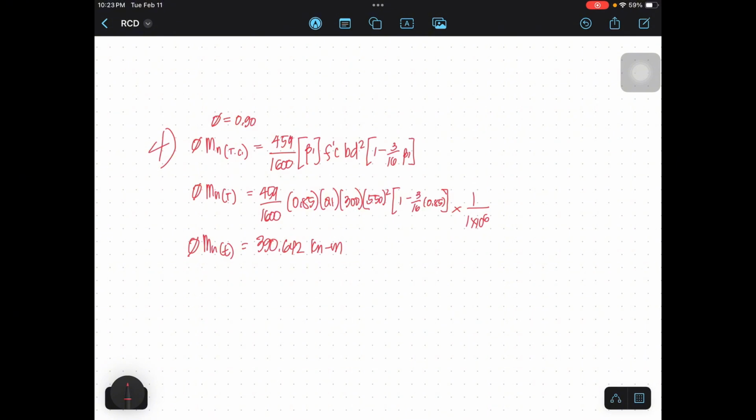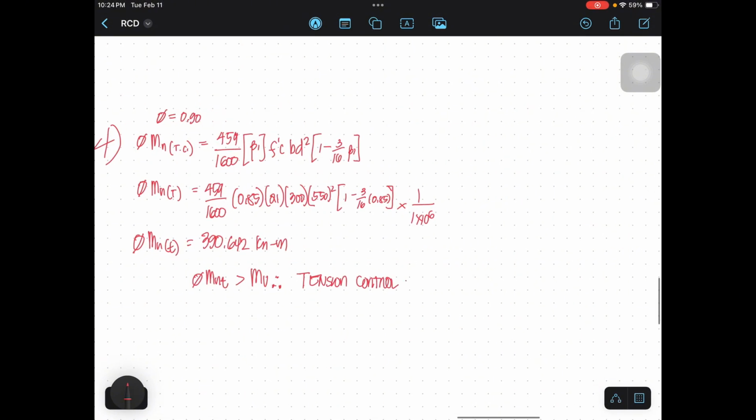Okay, so if Mnt natin is greater than Mu, kumbaga mas malaki na yung ating tension controlled moment. Okay, ibig sabihin tension control talaga tayo, and automatically our reduction factor is 0.90.